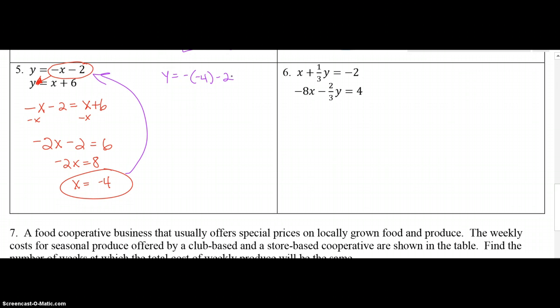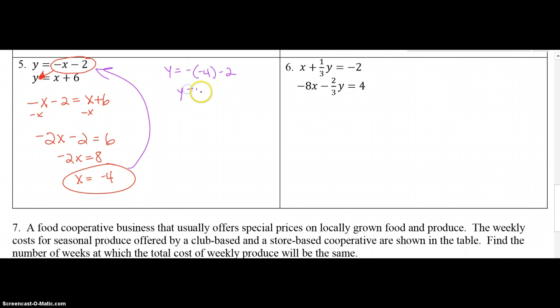Really watch your signs on this one, because when you're plugging in negative 4 into that negative x, you actually end up with a negative times a negative, so a positive 4. So 4 minus 2 is 2. Solution, (-4, 2). Questions?